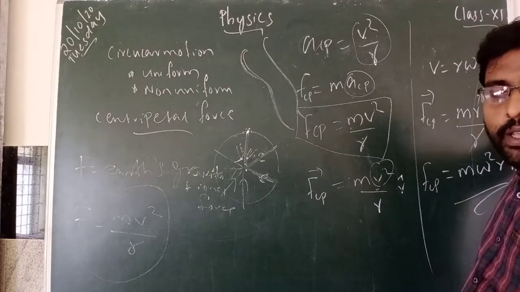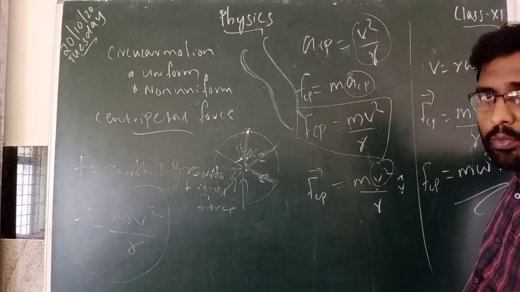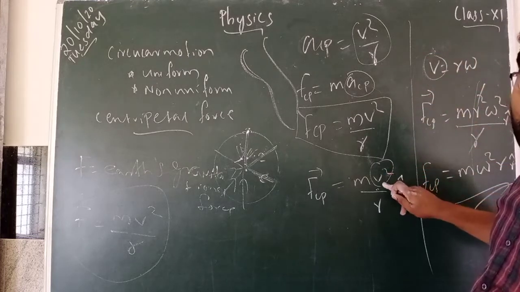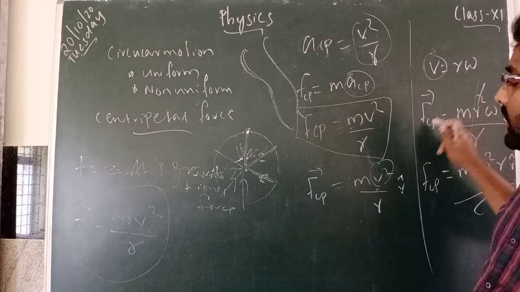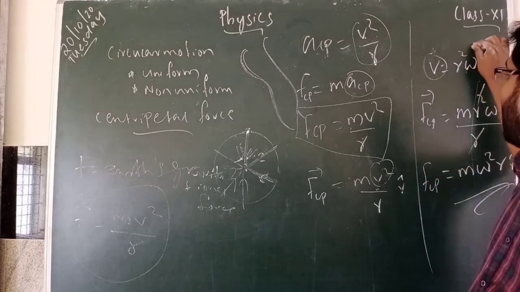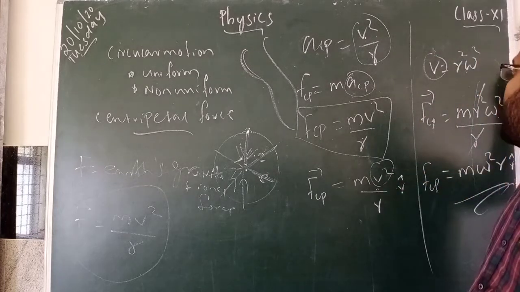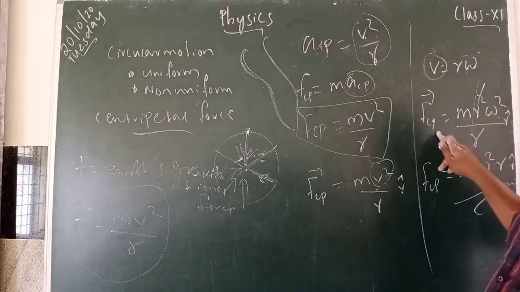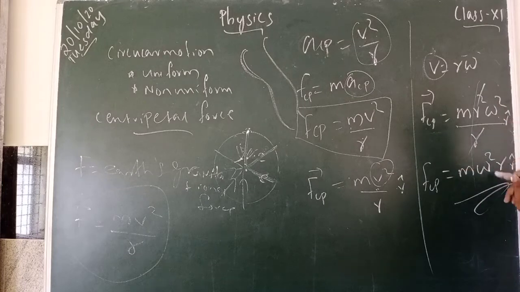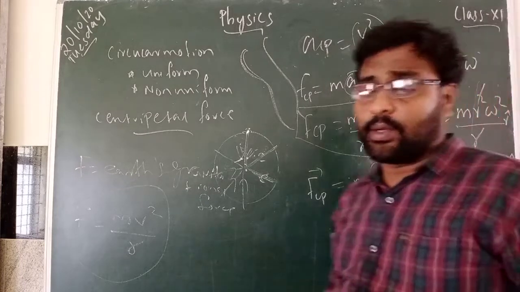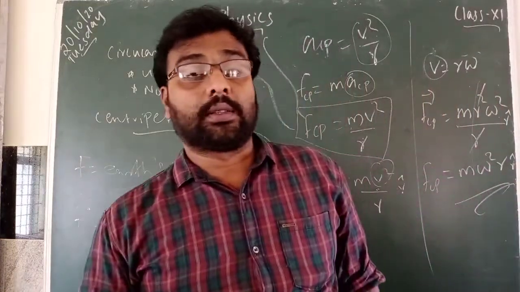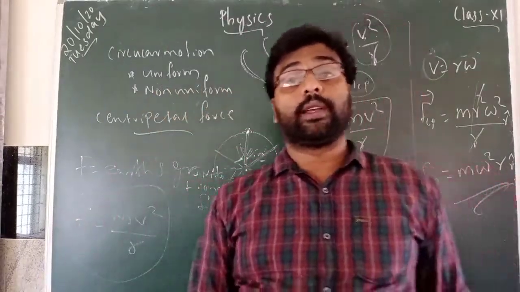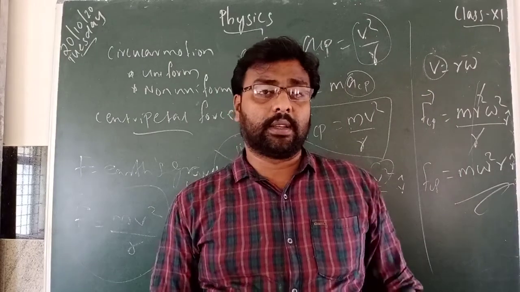Now we can write the same equation in terms of angular circular motion. v is equal to r omega. Substituting for v, v square becomes r square omega square, so one r cancels, leaving one r. So F is equal to m omega square r cap. This is the equation we use for angular circular motion, and for the centripetal force we also use F is equal to mv square by r.